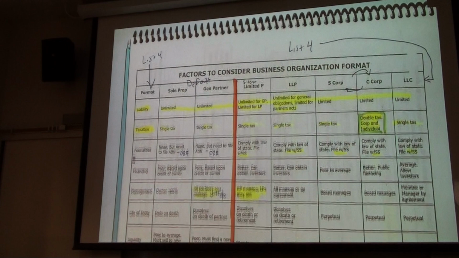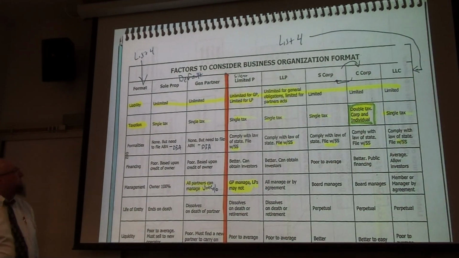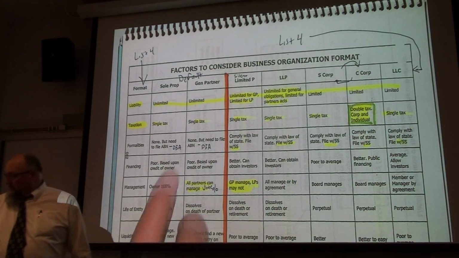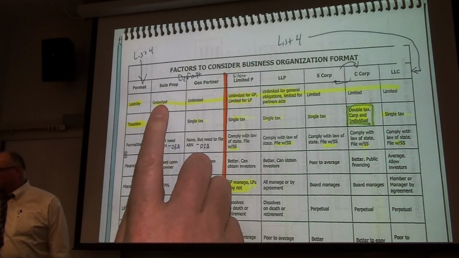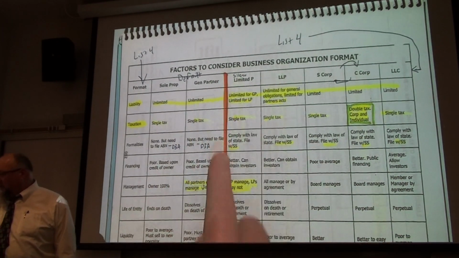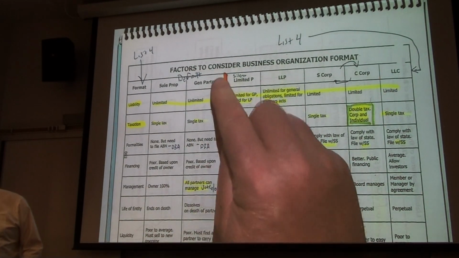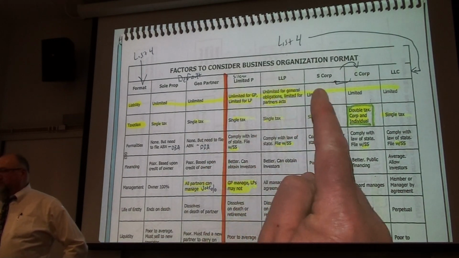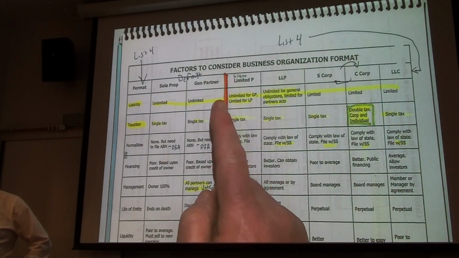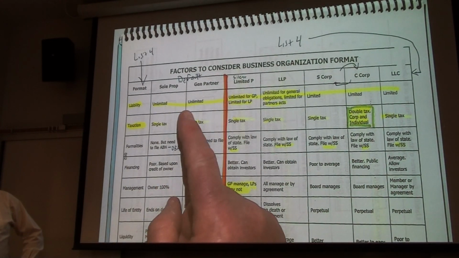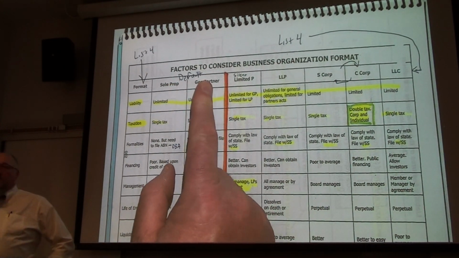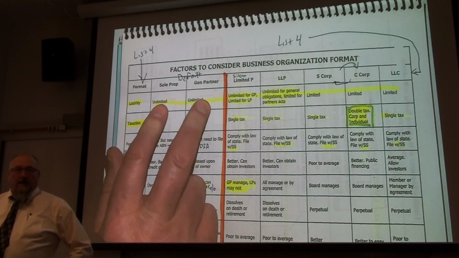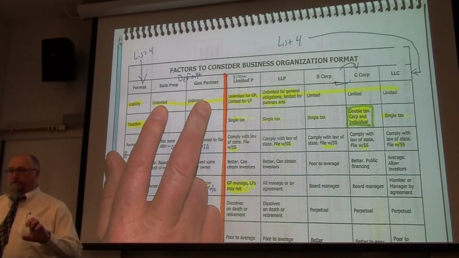So if you look at my page here, sole proprietor general partnership, unlimited. Now I have this orange line. This orange line is where we start to see some levels of liability protection. So everything on this side of the orange line, that is sole proprietor general partnership, you have unlimited liability. In other words, there's no protection.